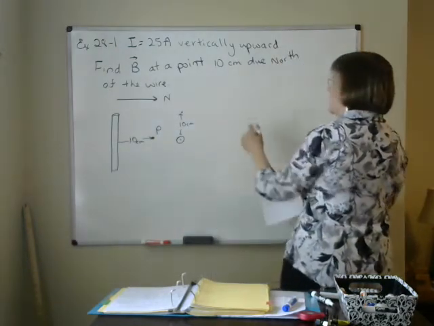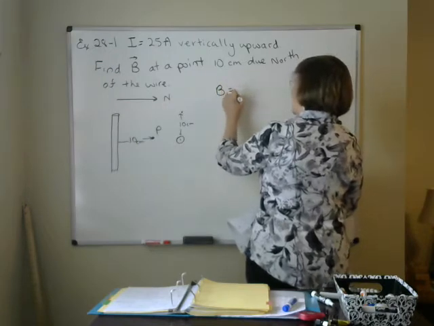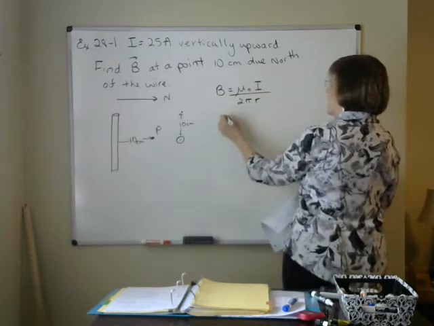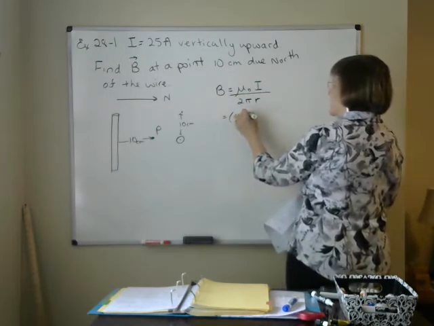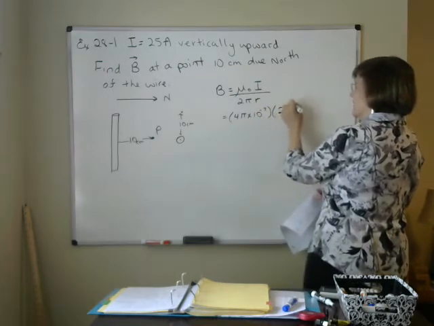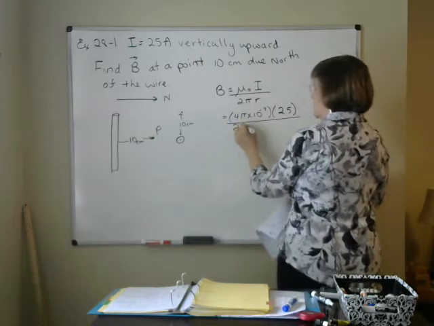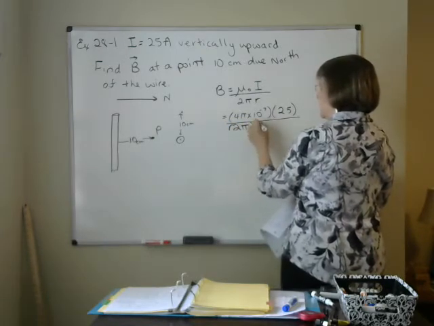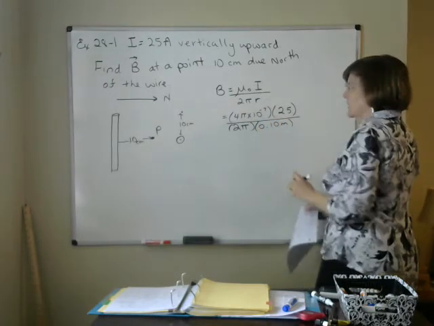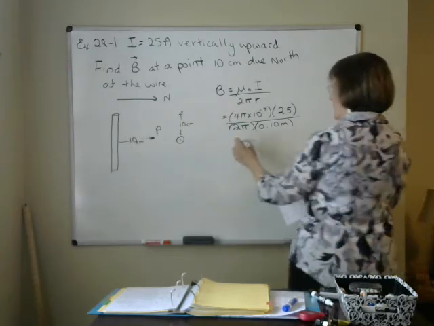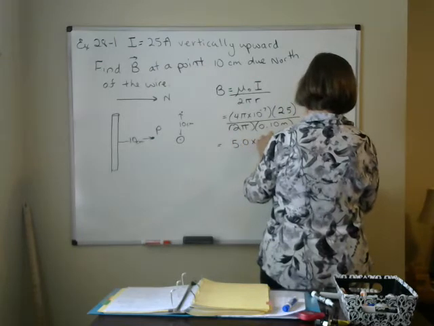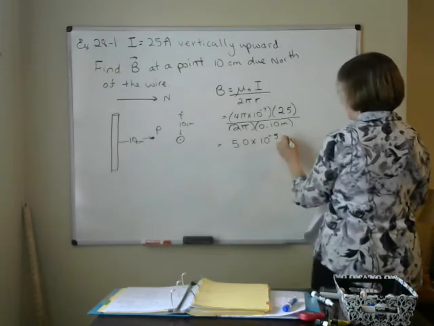All right. We know that the magnetic field strength is given by mu naught I over 2 pi r. So 4 pi times 10 to the negative 7, I is 25, and then 2 pi, and then r is 10 centimeters, which is 0.10 meters. That's really just a calculator thing. So we get 5.0 times 10 to the negative 5 Tesla.